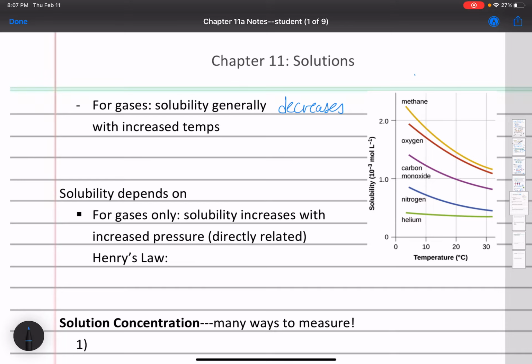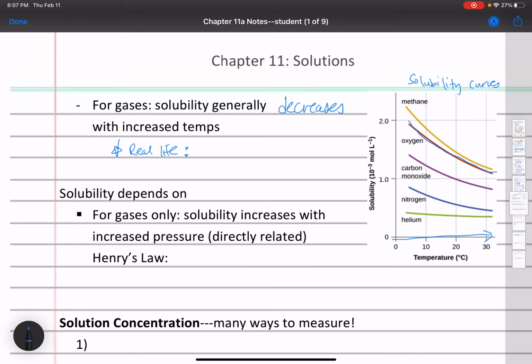And here are solubility curves for several gases. And you can see that as we increase the temperature, we are decreasing the solubility. And here's oxygen, which is a good example. So I guess I should have a real life example, like we had with the tea previously, the hot tea versus the iced tea.